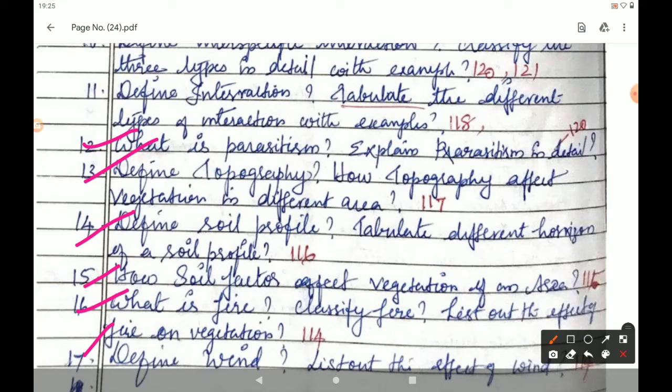Anemometer is the instrument used to measure the speed of wind. Then the effect of wind. This is an important point. 8 points are given. Wind is an important factor for the formation of rain. Starting from that point, up to the flag form of trees, you have to write.